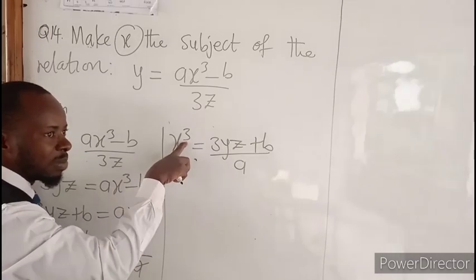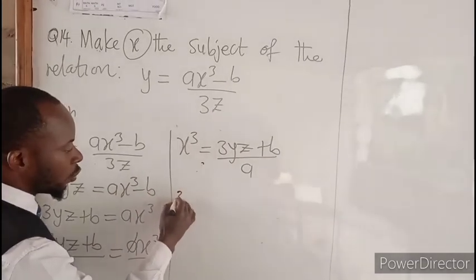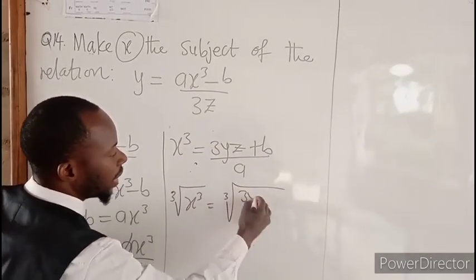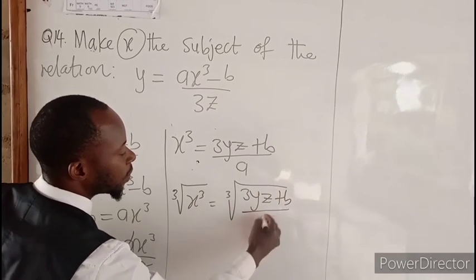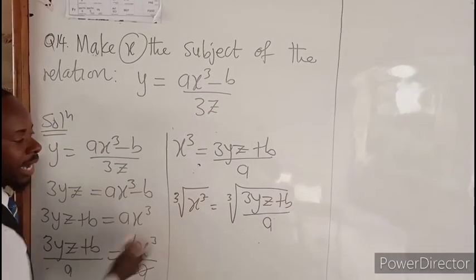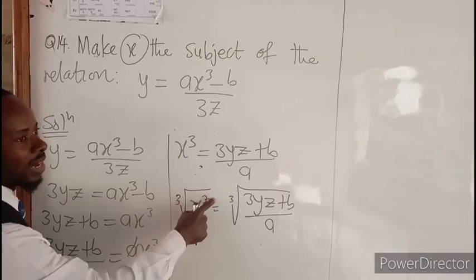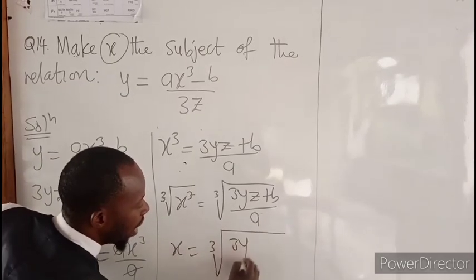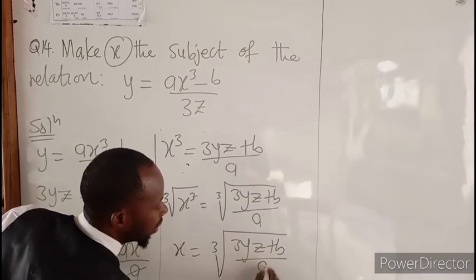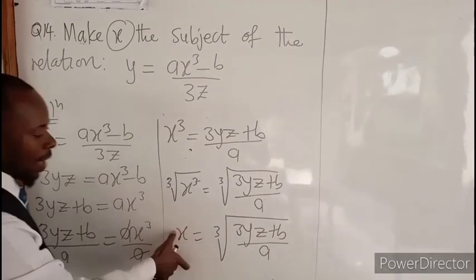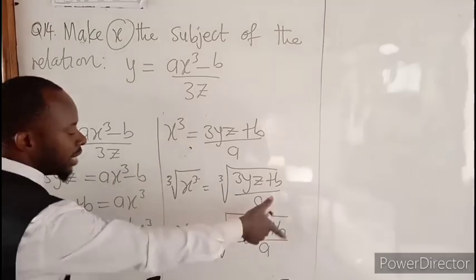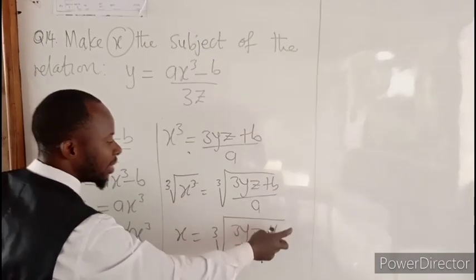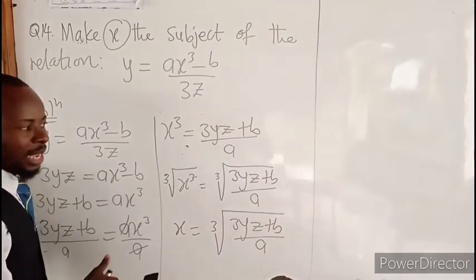So we have to find a way of cancelling the power here, and the only way we can take off this power is to bring a cube root. Meaning cube root of x to the power 3 equals the cube root of 3yz plus b over a. So now the cube root will take care of this. Since the cube root is a power of 1 over 3, it makes your x equals the cube root of 3yz plus b all divided by a. So this becomes the value of x, expressing this relation in terms of y, z, b, and a. I believe it's clear?